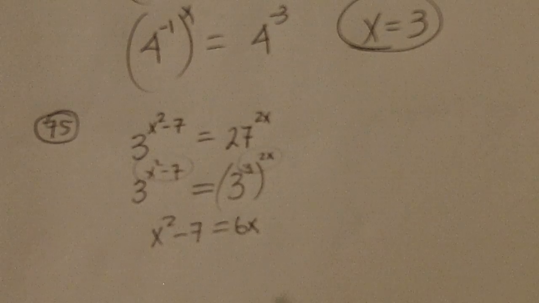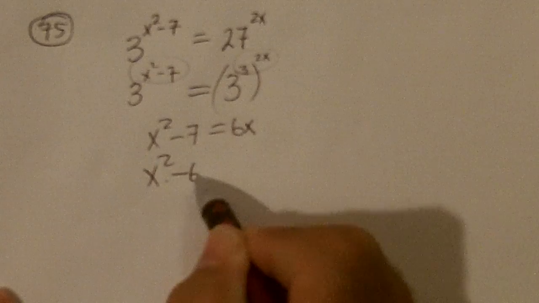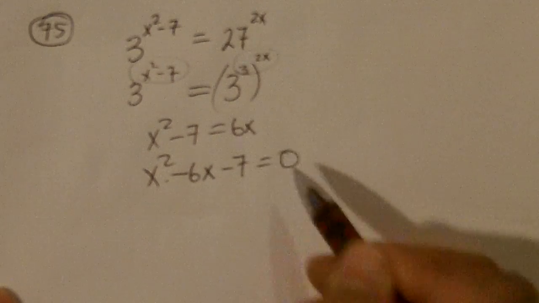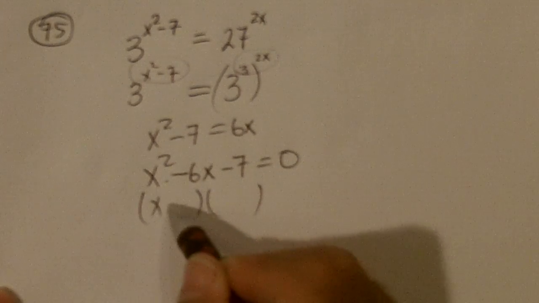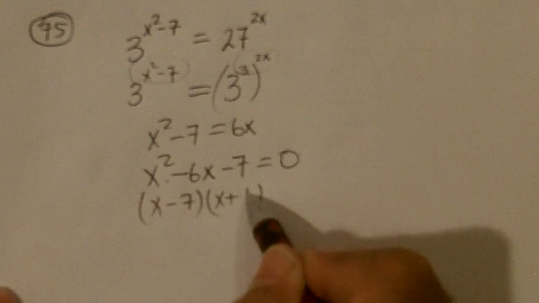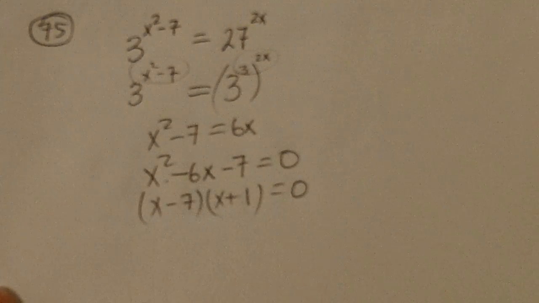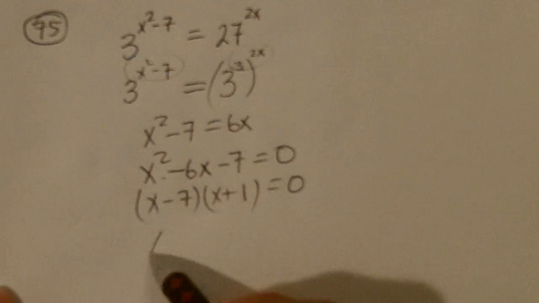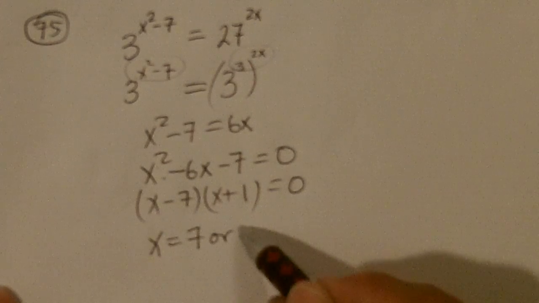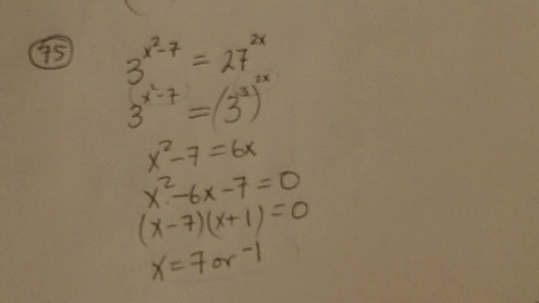Since we've got a quadratic, we want to make it equal to 0. So we're going to have x squared minus 6x minus 7 equals 0. You can use the quadratic formula, but this factors to x minus 7 times x plus 1. That makes plus x minus 7x is minus 6x, and this makes minus 7, and this makes x squared. So x equals 7 or negative 1. And you can check those, both of those will work. That's 75.